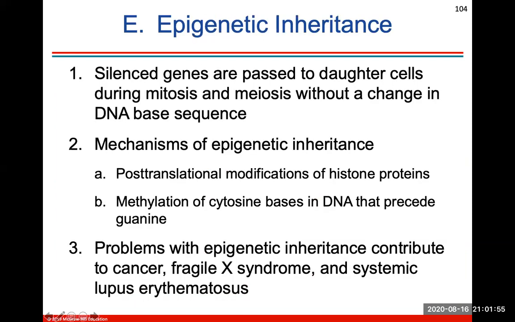Epigenetic inheritance: silenced genes are passed to daughter cells during mitosis and meiosis without a change in the DNA. This occurs through post-translational modifications of histone proteins, which again are what the DNA is wrapped around. This is just methylation, so adding a methyl group to cytosine bases. Problems with epigenetic inheritance contribute to cancer, Fragile X syndrome, and systemic lupus.